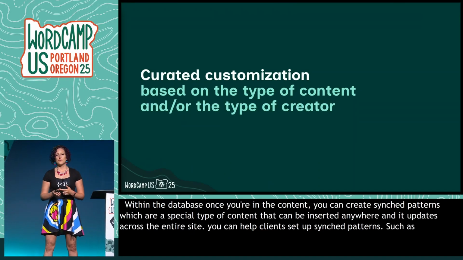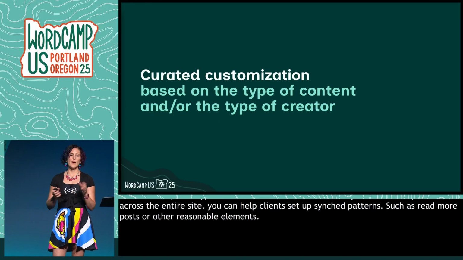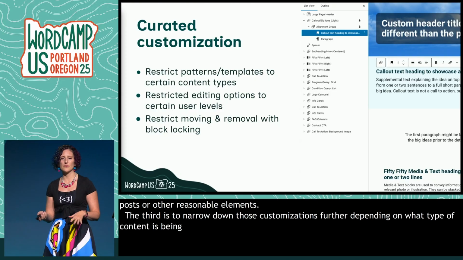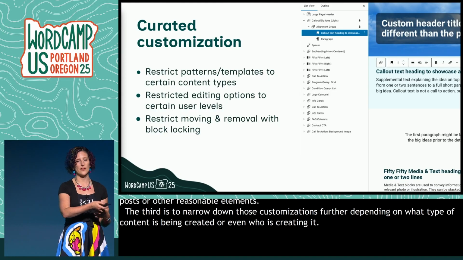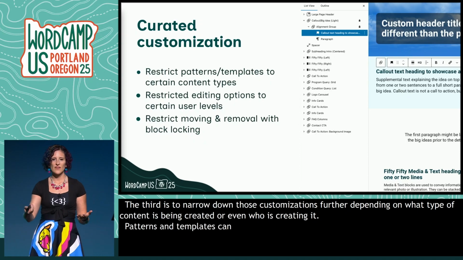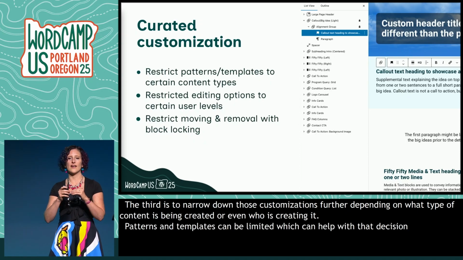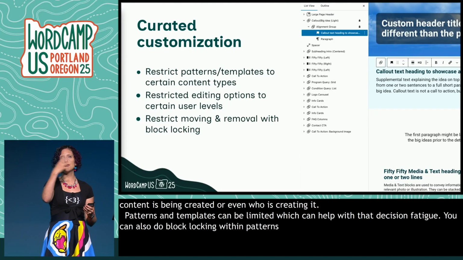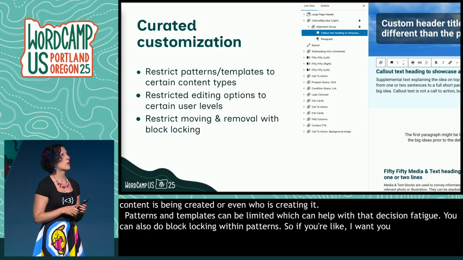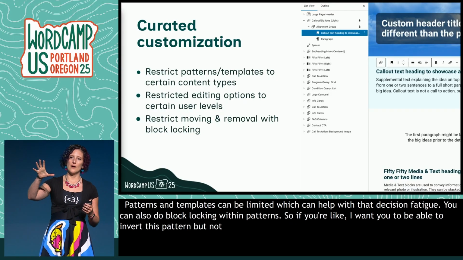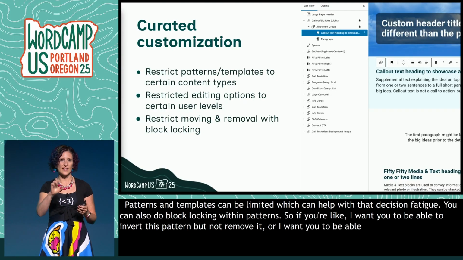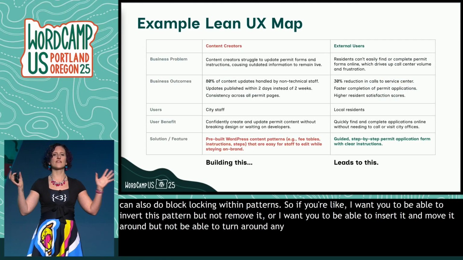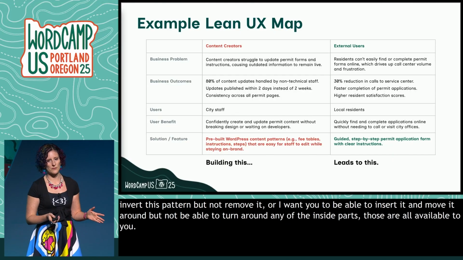The third principle is to narrow down those customization options further, depending on what content is being created or even who is creating it. Patterns and templates, like I said, can be limited only to the content types where they are relevant, which can help with that decision fatigue. You can also do block locking within patterns to prevent users from moving or removing content. So if you're like, I want you to be able to insert this pattern but not remove it, or I want you to be able to insert it and move it around but not be able to take out any of the inside parts, those are all available to you. So back to the Lean UX map to add a solution based on what we've learned.